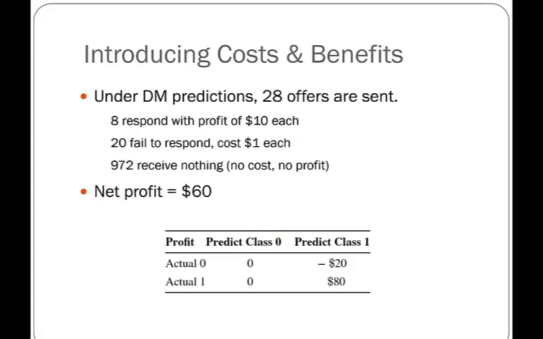Using the data mining procedure, we send out 28 offers, and 8 of those respond with a profit of $10 each. 20 don't respond, so that costs us $1 each, and 972 get nothing. So we have $80 here. That's what we bring in, and we have to pay $20 to do that. And notice this is the profit, so we're really bringing in $11 to offset the $1 for sending it out.